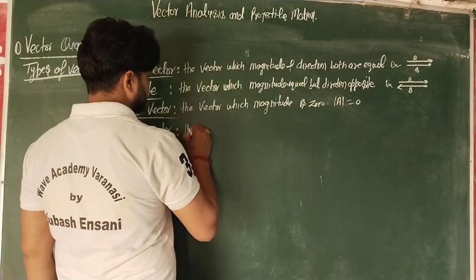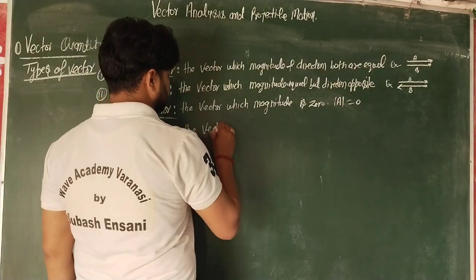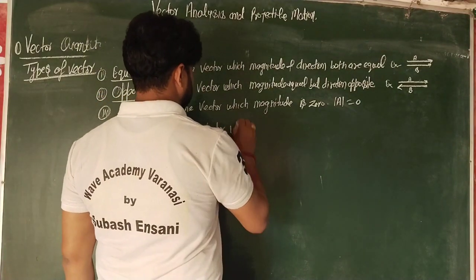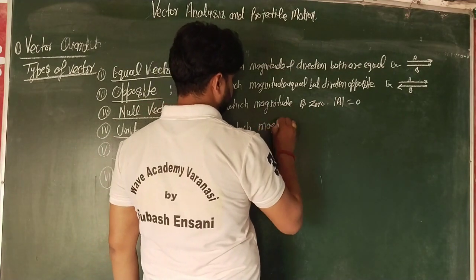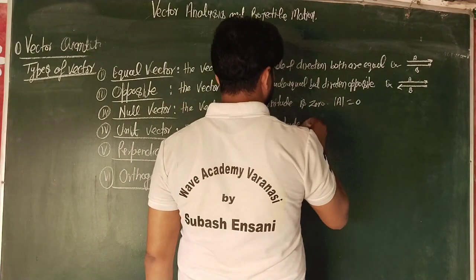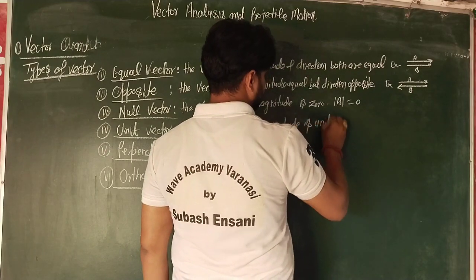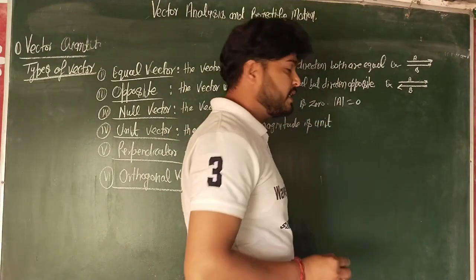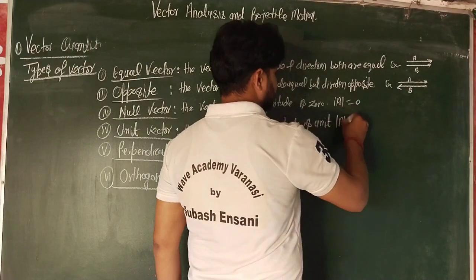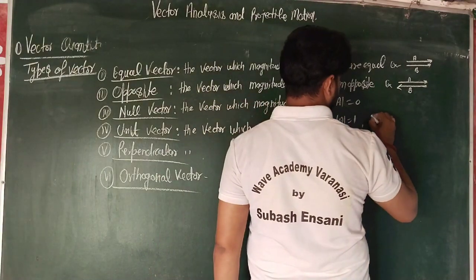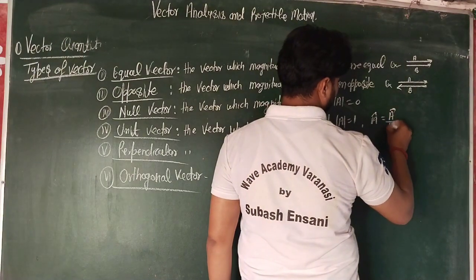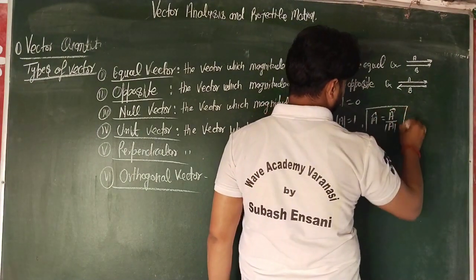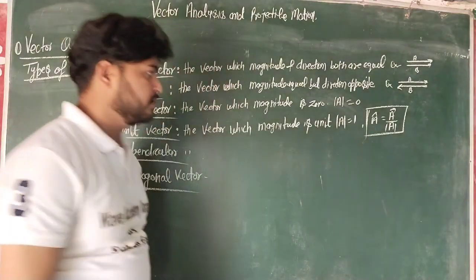Unit vectors: the vectors whose magnitude is unit, that means one. Magnitude is one. It can be represented as a cap equal to vector a upon mod of a, where a cap is the unit vector.